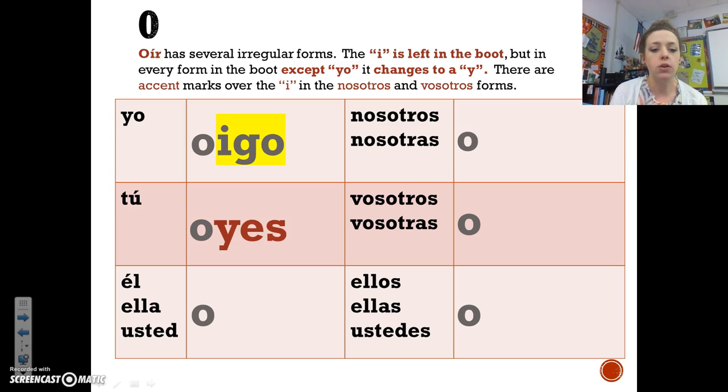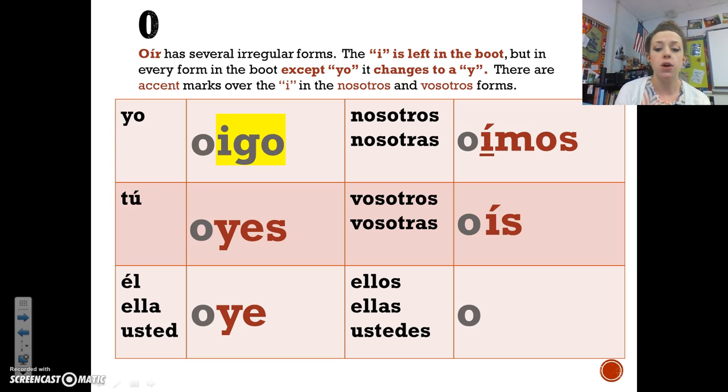So the tú form is oyes, okay? So the i that's left in oír changes to a y, okay? And then we add es because oír is an ir verb. The él form is oye. Then nosotros form is oímos. Notice that there's an accent over the i. Vosotros is oís. There's an accent mark over the i, but that is regular. There's always an accent over the i for ir verbs in the vosotros form. And then the ellos, ellas, ustedes form is oyen.